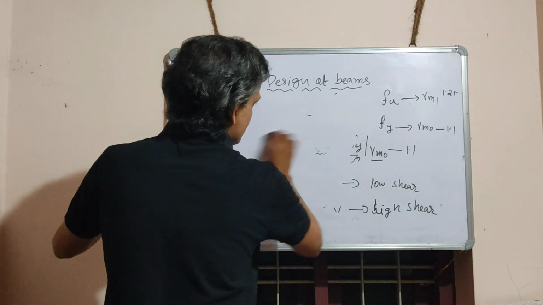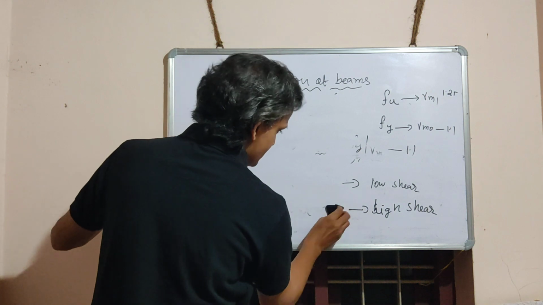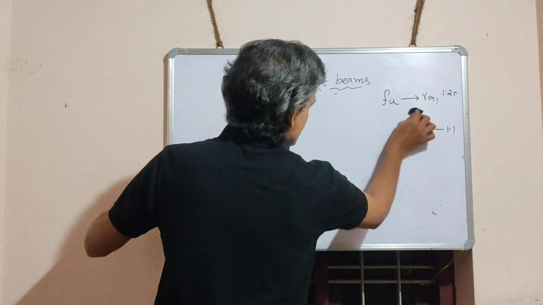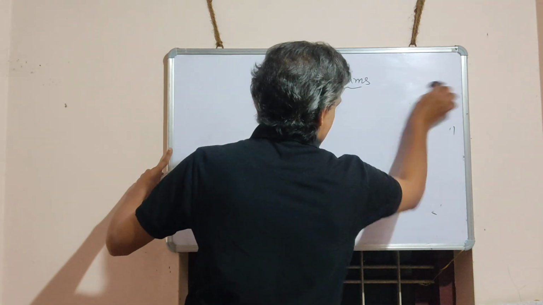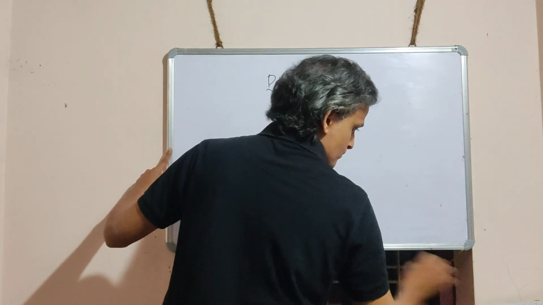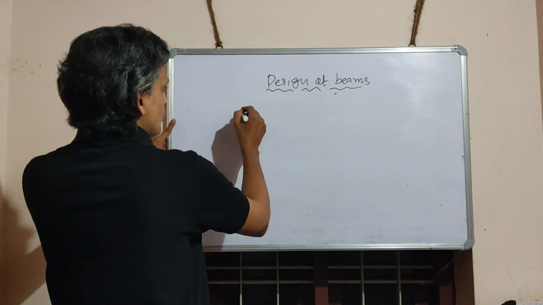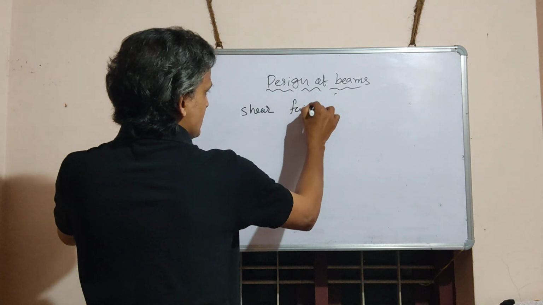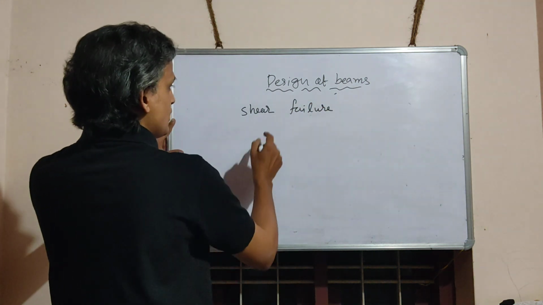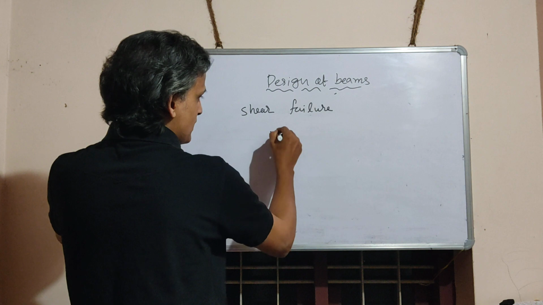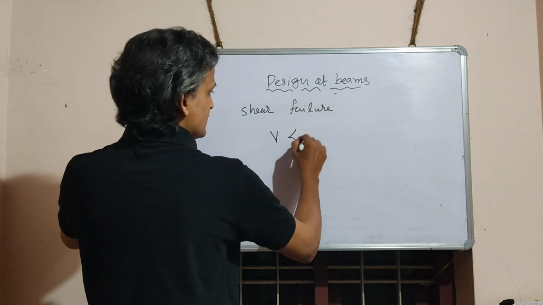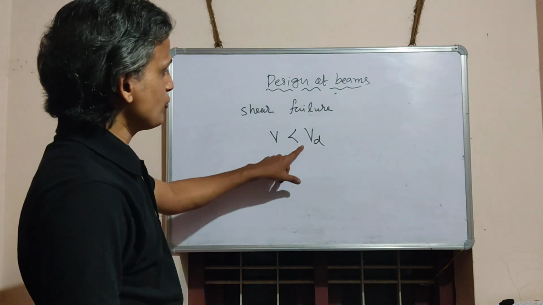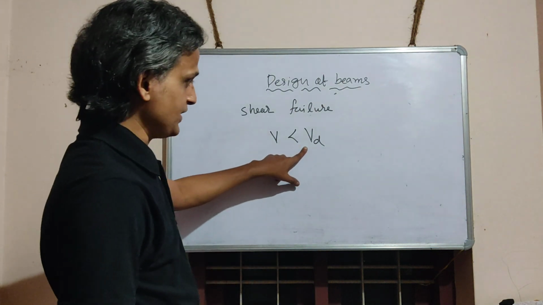Which directly moves us to the next section, that is the next failure mode, that is shear failure. The next failure mode is shear failure. Simply, the applied shear force should be less than the shear capacity. Basic logic. Now, how will you calculate the shear capacity Vd?